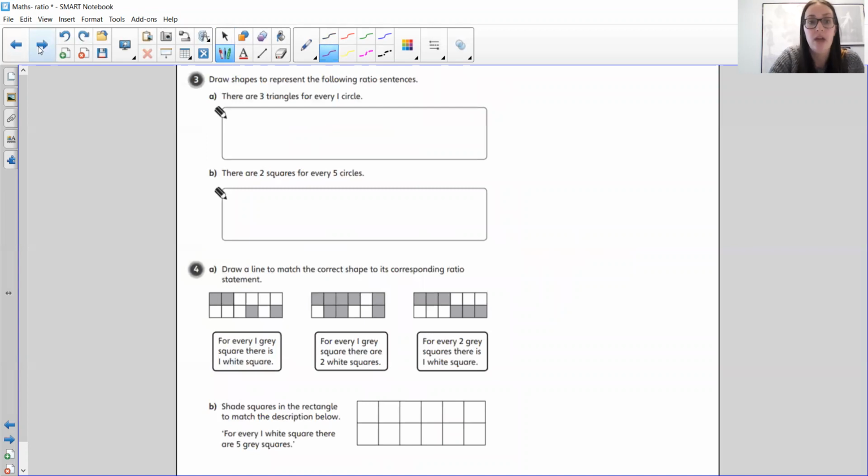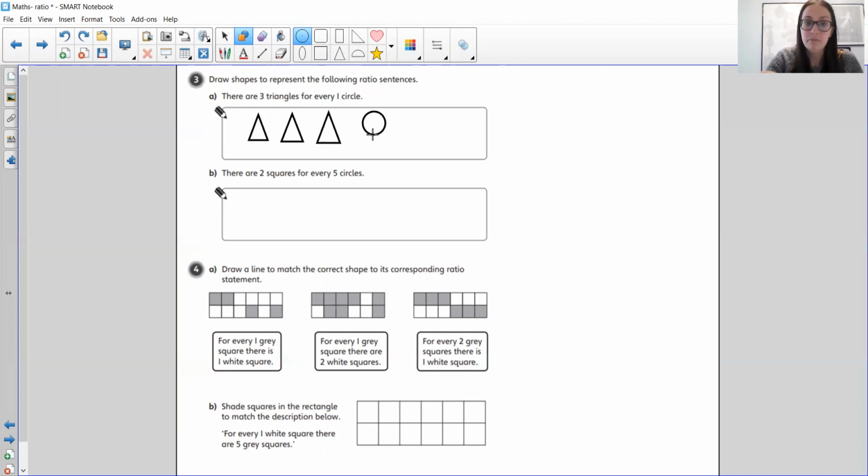Okay, then 2 more. Draw shapes to represent the following ratio sentences. And I hope we all use rulers. So there's 3 triangles. So there's 1, there's 2, and there's 3. They should be the same, really, if possible, for every 1 circle. There we go. Nice and easy.